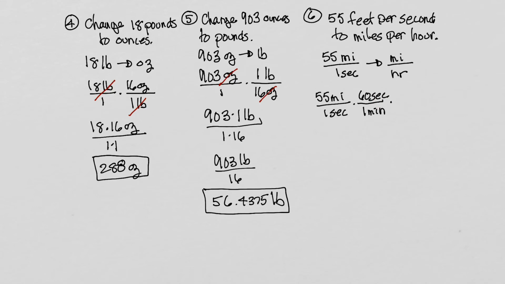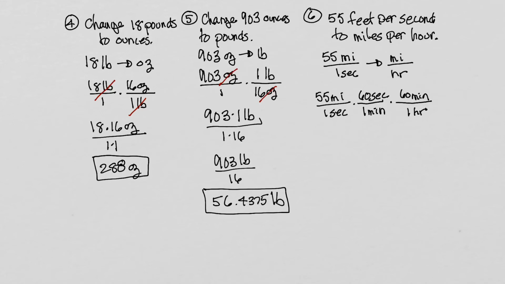So let's get those minutes to cancel. Now remember what we're doing. We're going from seconds to minutes to hours. And that's good because we want hours on the bottom. So I've got seconds to minutes to hours. Now I want minutes to cancel, so I want minutes on top. So I know that there's 60 minutes in 1 hour.